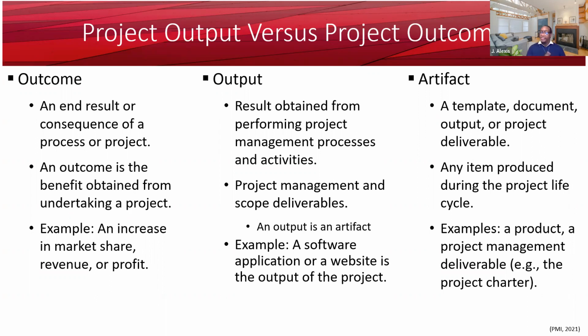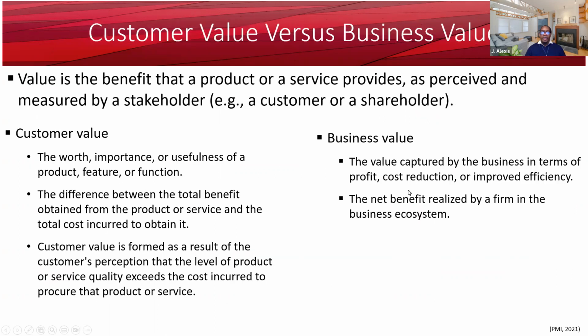Output is the result obtained from performing the project management processes and activities. So here we're talking about deliverables. So the output is an artifact defined here. So an example of an output is a measurable, verifiable deliverable, a software application, a website, etc. That's the output of the project. So the output and the outcome are not the same.